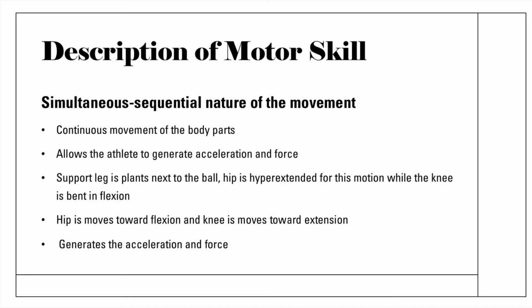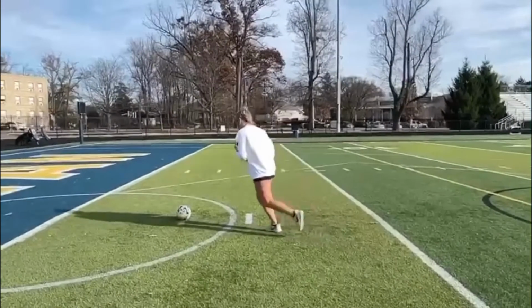The simultaneous sequential nature of the movement is the continuous movement of the body parts that allow the athlete to generate acceleration and force. As the support leg is planting next to the ball, the swing leg is cocked back, meaning the hip is hyperextended for this motion while the knee is bent in flexion. As the hip is moving towards flexion and the knee is moving towards extension, it is a simultaneous sequential movement because these movements of the body parts together generate the acceleration and force needed to strike the ball.